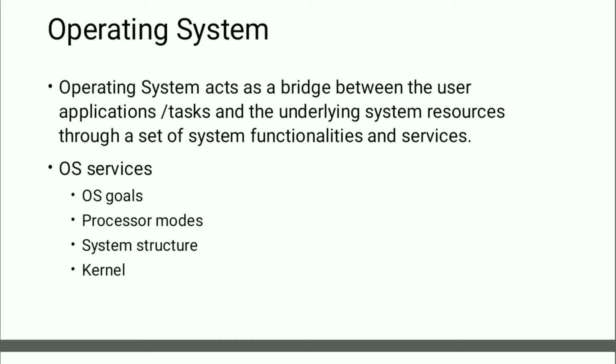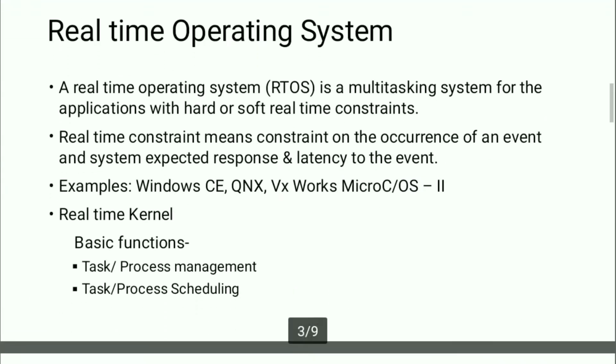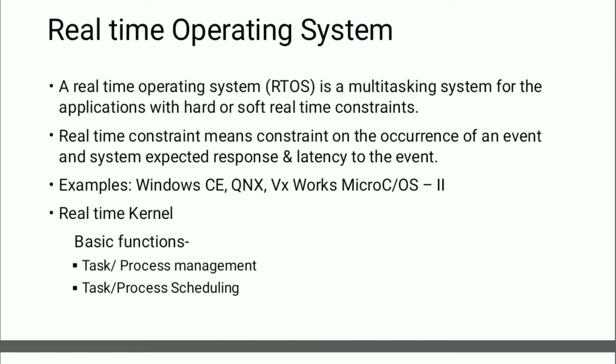So this much about the operating system services. And now we move on to the real-time operating system. Of course, it is an operating system which has some hard real-time or soft real-time constraints. We have already said there are different types of operating systems: a general purpose operating system as well as a real-time operating system. In the case of an RTOS, we have some real-time constraints, and the real-time can be hard real-time or soft real-time.